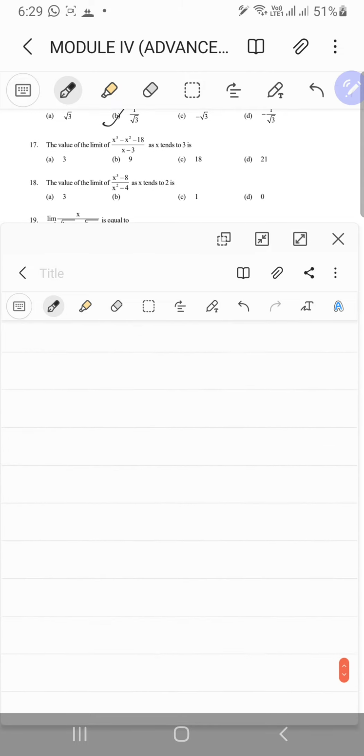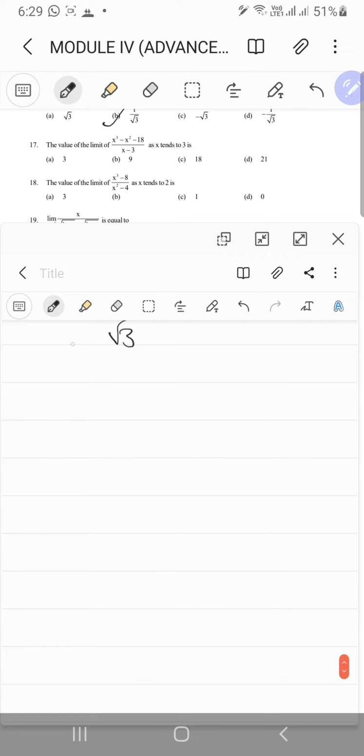Okay. x cube minus x squared minus 18 upon x minus 3. Factorize real fast. Any obvious solutions? Maybe. 18, maybe try 3. So 3 cubed is 27, 27 minus 9 minus 18. Yeah, that works. So x minus 3 is a factor of x cubed minus x squared minus 18.